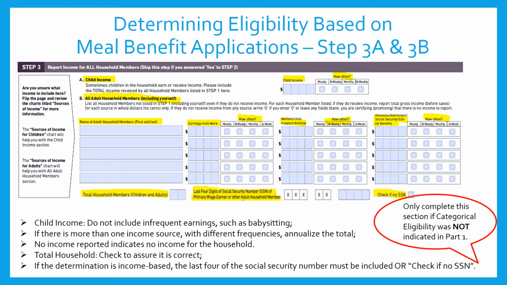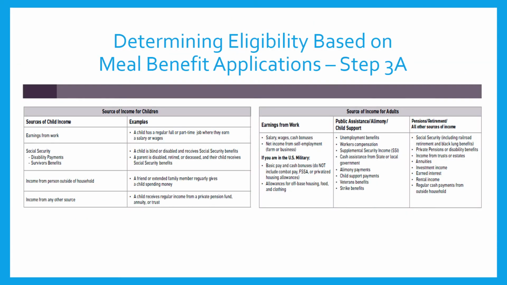We will be referring back to this section later on in the PowerPoint when we explain how to calculate incomes for eligibility determinations. When you are determining eligibility based on income, if you have participants who have questions, you can refer them to the chart on the back of the application, which gives you examples of what you should accept as acceptable income. This includes sources of income for children as well as adults.